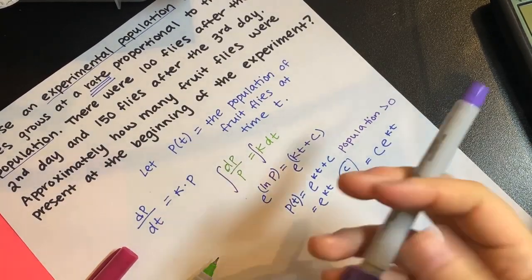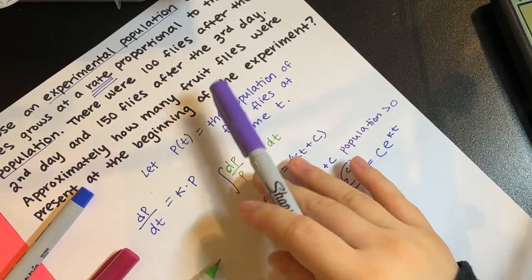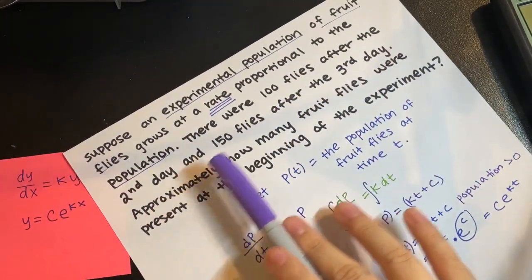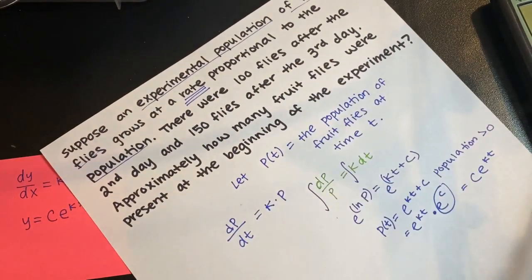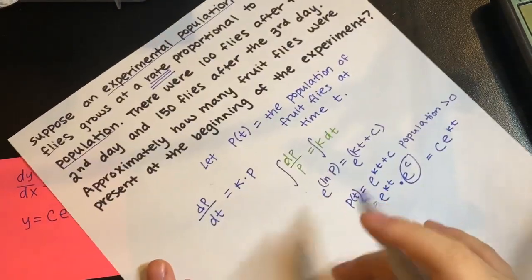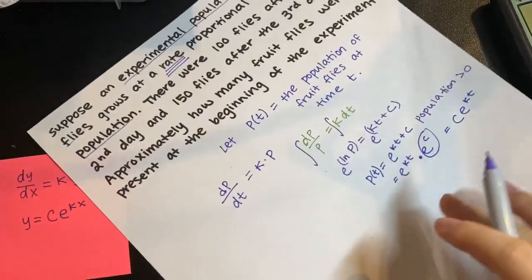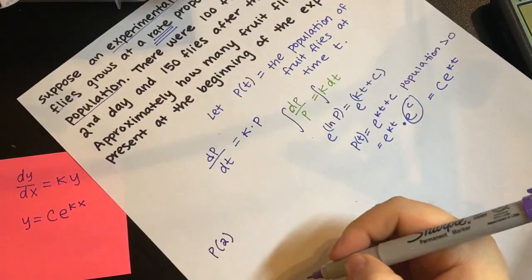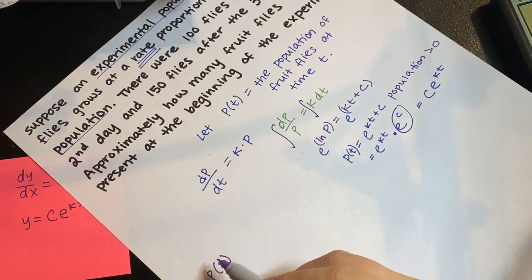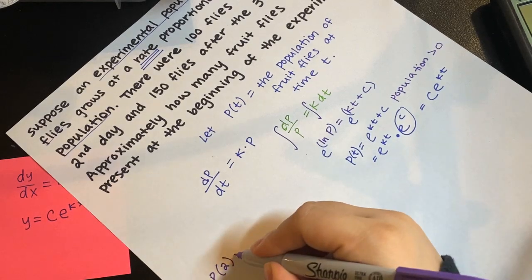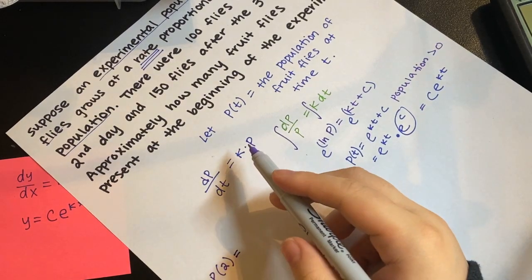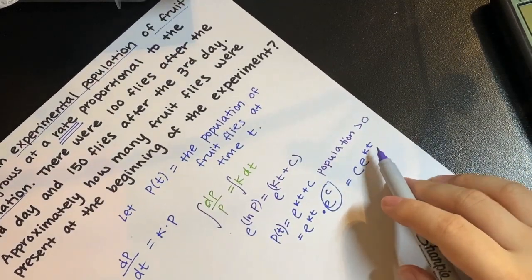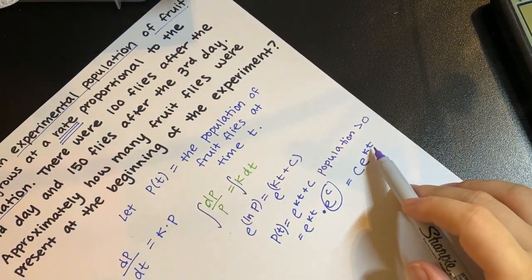And now we just want to plug in the information given, which is that there were 100 after the second day and 150 after the third day. So this is going to mean that p of 2, so our units for t is going to be days in this question. So p of 2 is equal to 100, and p of 2 is going to just be where t is 2.